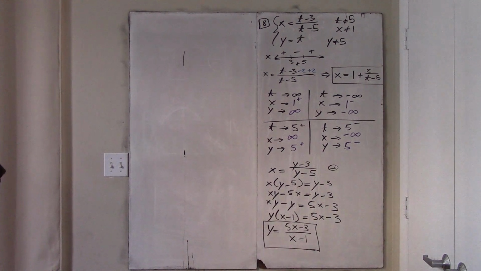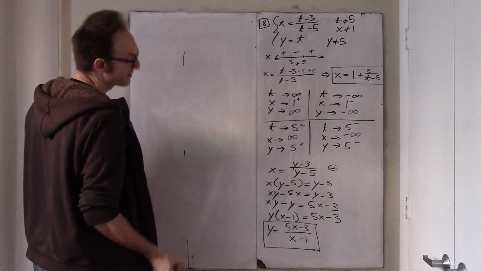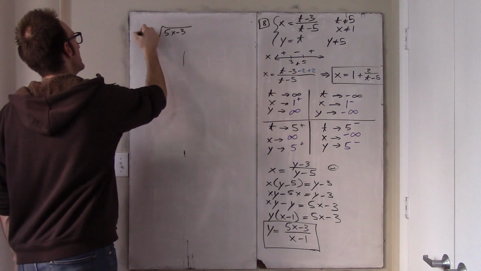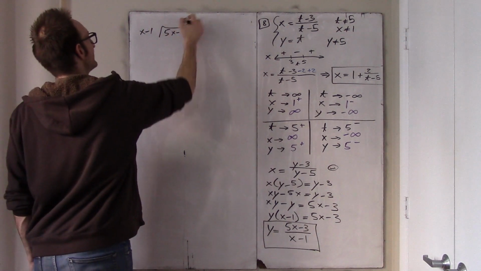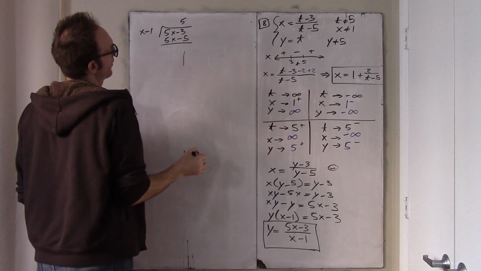Did I do all this? Look, I haven't looked at my answer key in years for this problem. I think I want to do polynomial long division. I mean, that's like the good student thing to do in this situation. It is a rational function after all. So dividing through by x minus 1 gives me 5x minus 5.